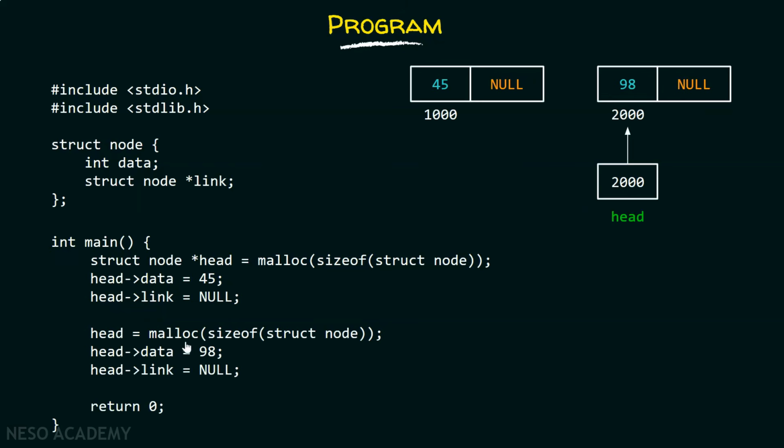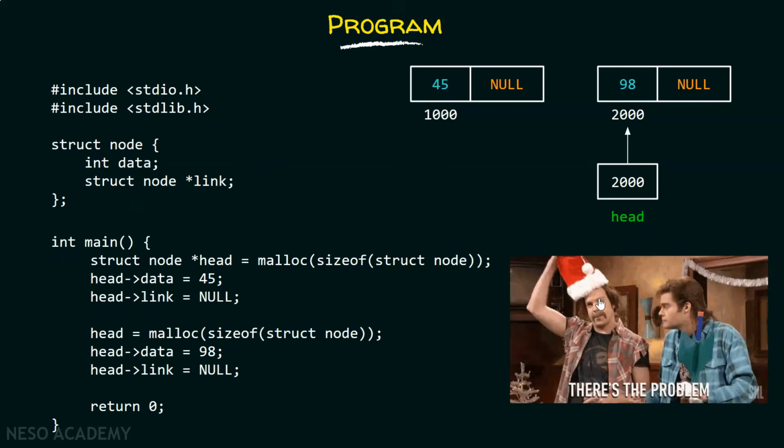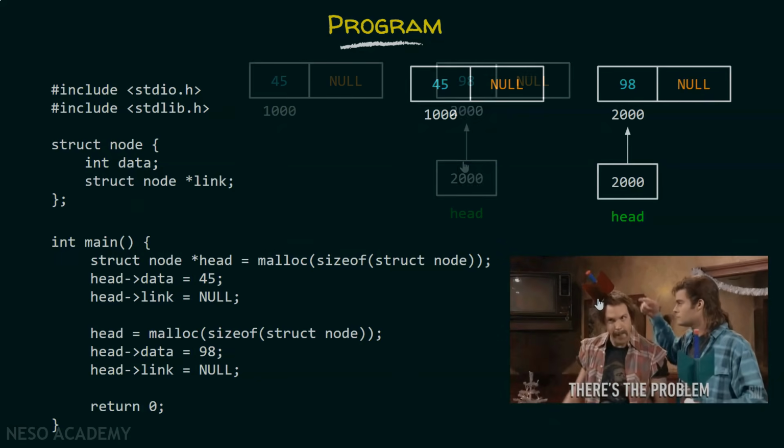Obviously, if we want to create the second node, we again have to call this malloc function. And then after that, what I'm doing here is putting the address returned by malloc into this head pointer. Now head is pointing to the second node of the list. And obviously with the help of the head pointer, I'm trying to assign 98 to data and null to the link part. But let me tell you, there is some problem with this code. You can easily identify the problem as well.